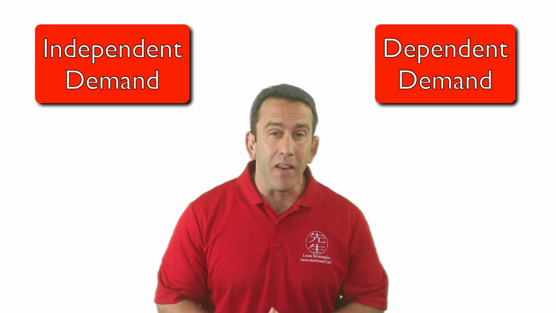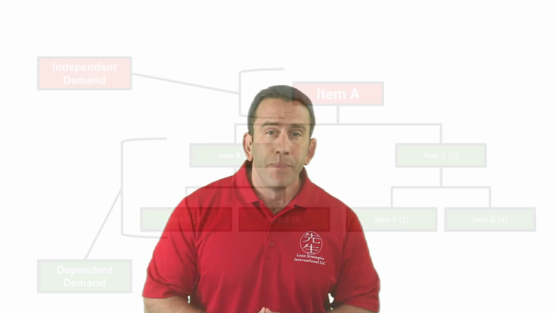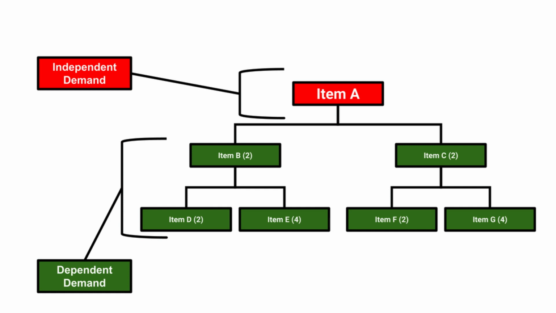One of MRP's most important activities is to transform independent demand into dependent demand. Independent demand is done at a master scheduling level, while dependent demand is calculated. Let's take a look at an example. Let's take, for example, item A.